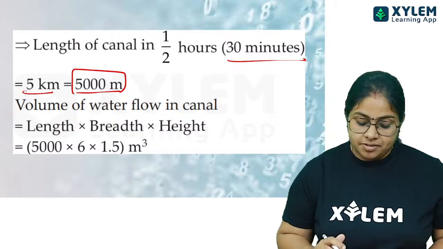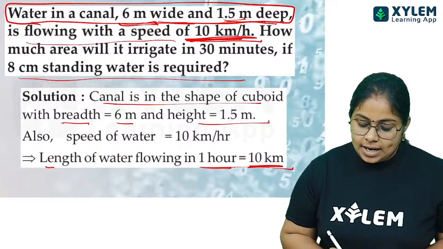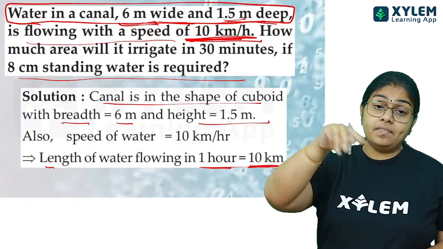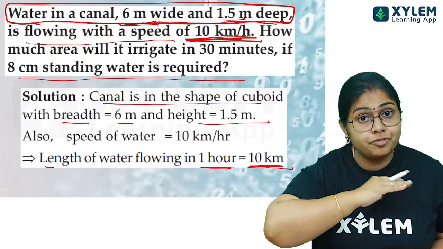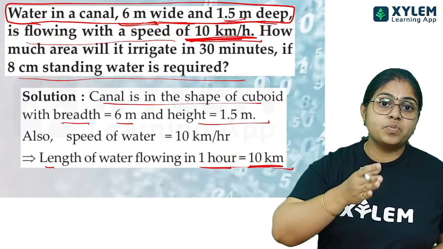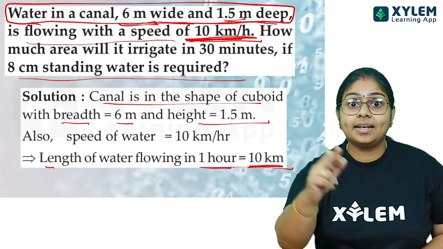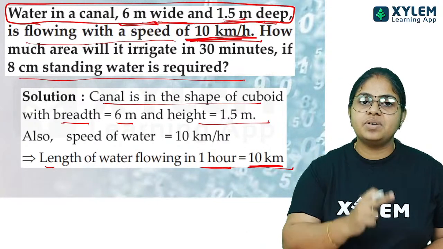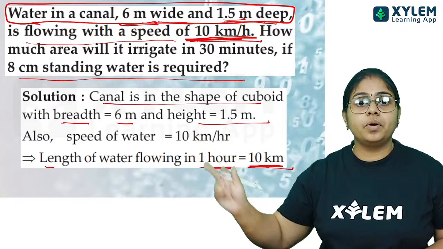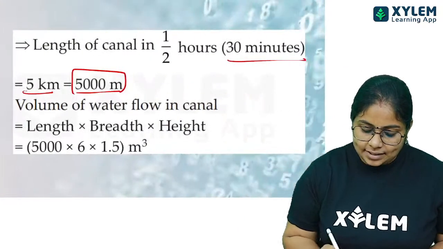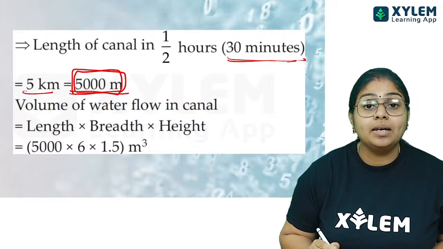First of all, we have to find out the length of the canal. In 1 hour the water flows 10 kilometers, that is its speed. So we asked how much area is irrigated in 30 minutes. For that we first find the length of water flowing in 30 minutes, and that is what we have got: in 30 minutes it is moving 5000 meters.